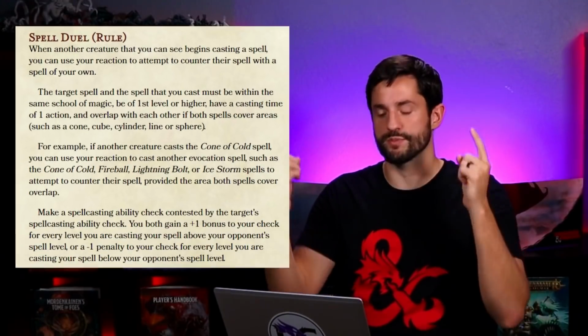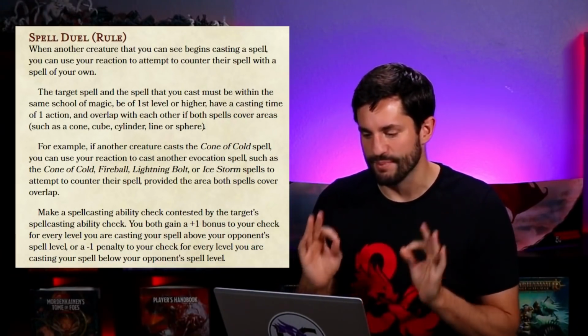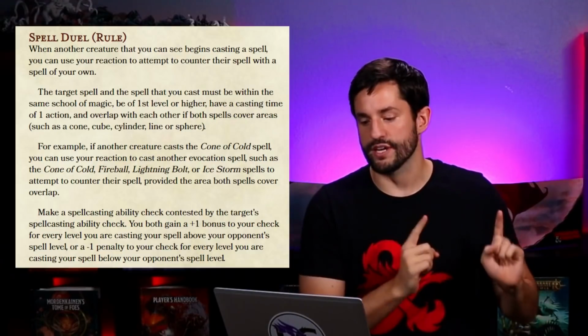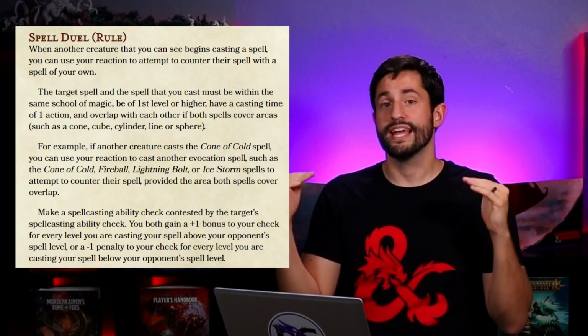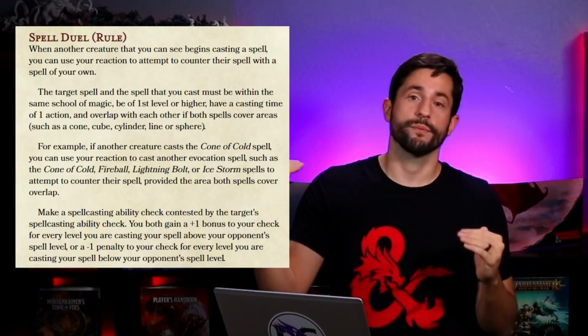So once you've triggered this spell duel, you both make a spellcasting ability check contested by your target's spellcasting ability check. This is the same thing as before, and you both add or subtract 1 depending on what level spell you're casting compared to your opponent's.